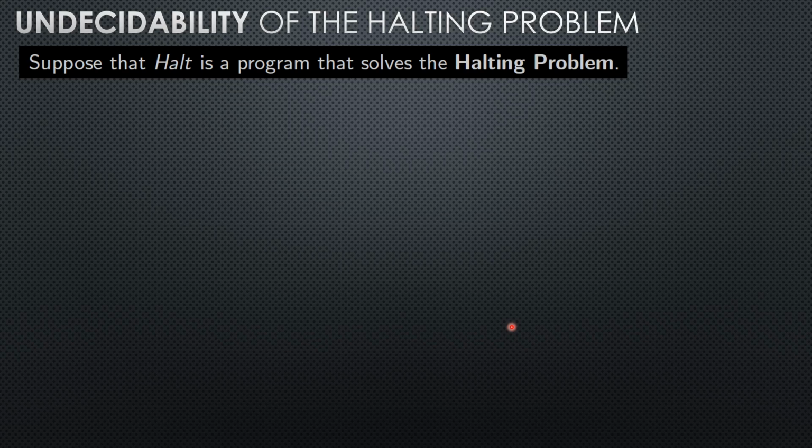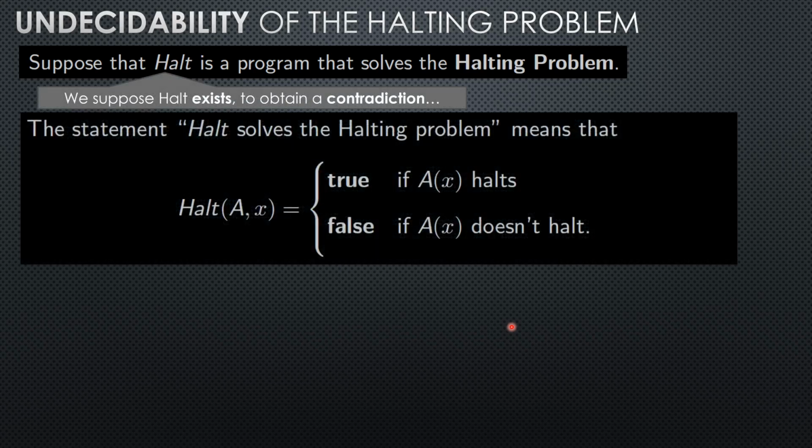Okay, so we're going to show that the halting problem is in fact undecidable. To obtain a contradiction, let's assume it is decidable. So we're going to suppose that the halt program does exist and it correctly solves the halting problem, meaning halt runs in finite time and gives the correct answer. And the correct answer is the answer to the question, does A of X halt or does it not halt? So we're supposing halt exists. It's a correct solution to the halting problem. We're going to obtain a contradiction from that.